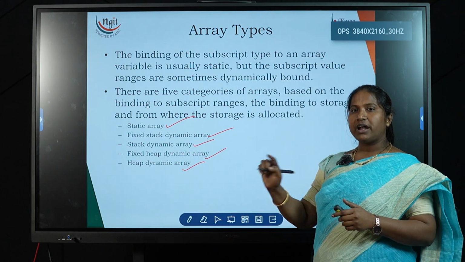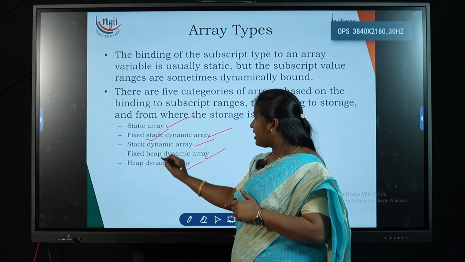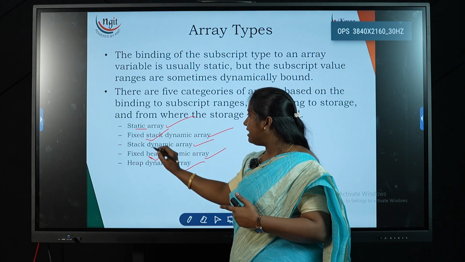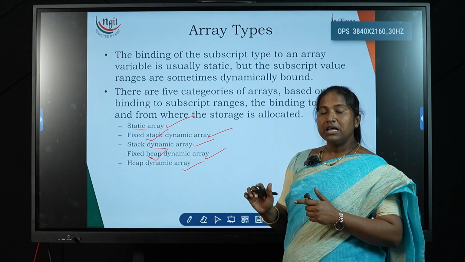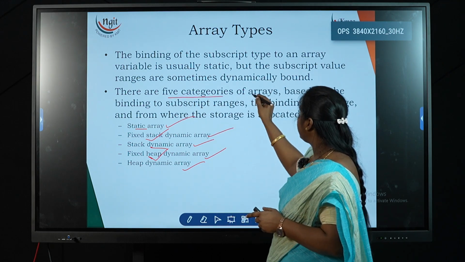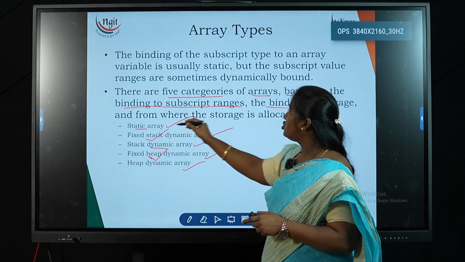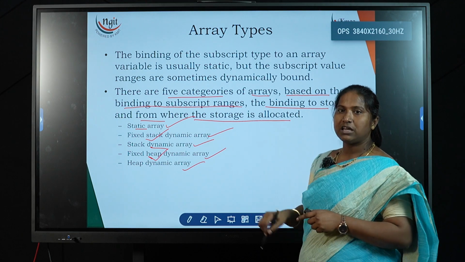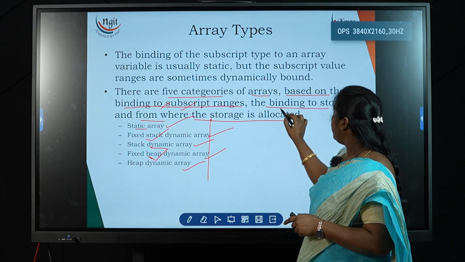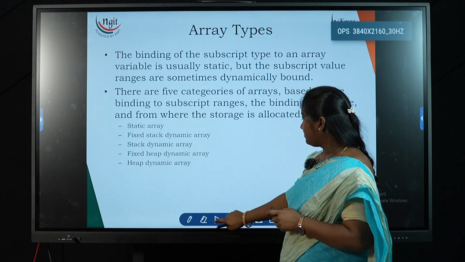Now from this you can understand 2 points. One is the memory will be given according to stack or according to heap. The size of the array can be given statically or it can be given dynamically. And this complete structure will tell you there are 5 categories of arrays based on the binding to subscript ranges, the binding to storage, and from where the storage is allocated. From these 5 categories we will come to know binding of subscript range, binding to storage and storage allocation. Now we'll see about each one.